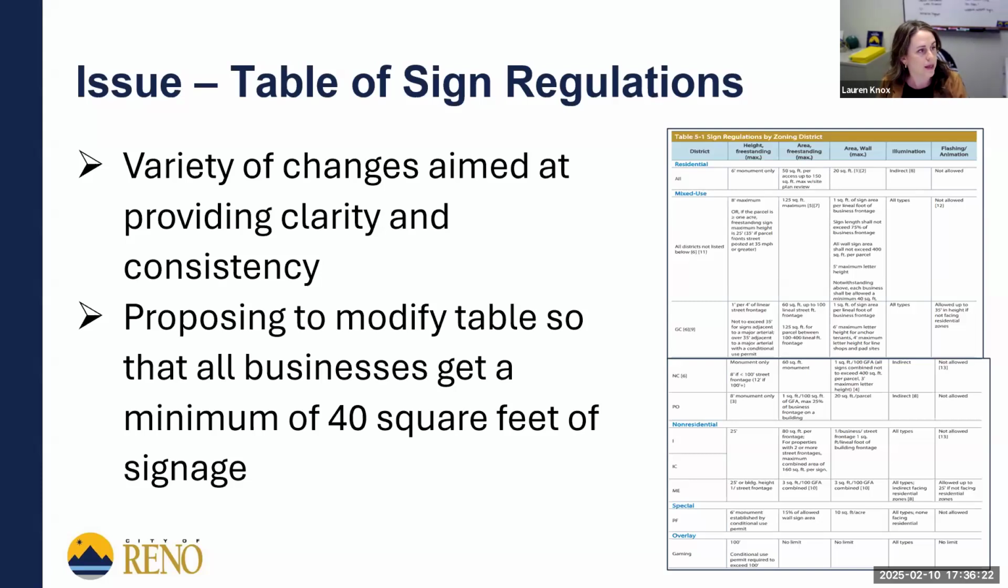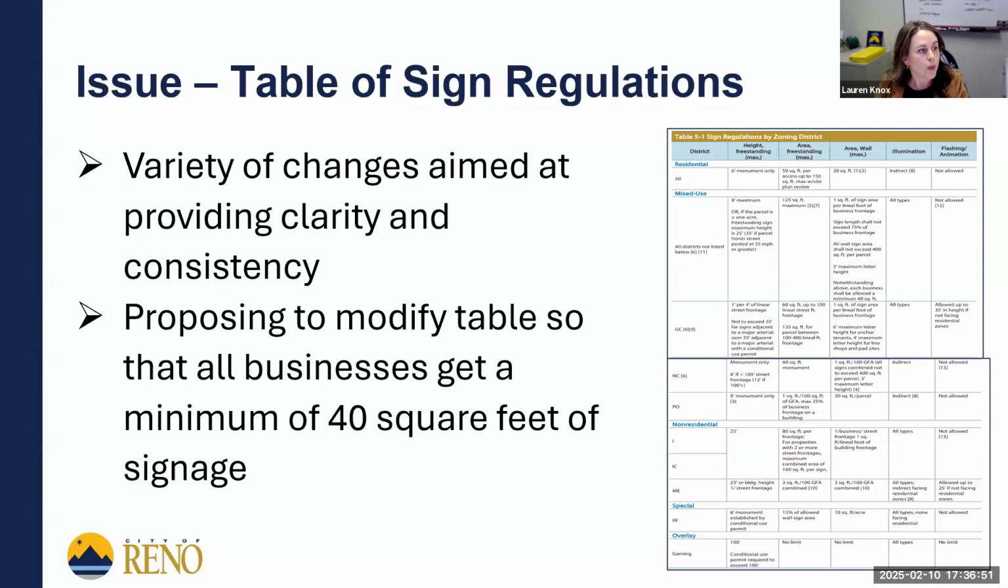Those types of pieces. So really, this is the section of code that we heard the most issue with. So we tried to make some overall changes to be more consistent with the standards of measurement. For example, sometimes we utilized gross floor area to develop an area size for your wall sign. Other times we talked about business frontage. So we tried to really just be more consistent, not only for staff, but also for our code users and for the public to be able to look at the table and see, okay, what is it that I'm allowed to do?